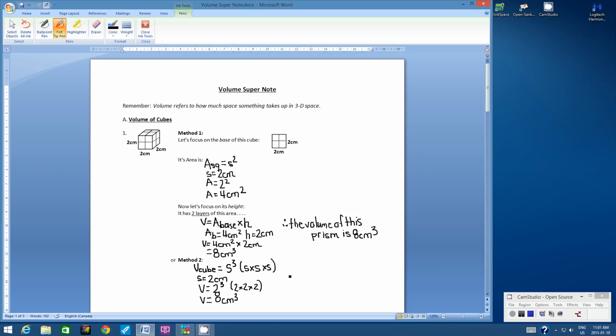So let's write our therefore statement over here. Therefore, the volume of this cube or prism is 8 centimeters cubed. And of course, this answer is going to be the same as this answer because it's the same shape that we're talking about. It's just two different methods to get that answer.